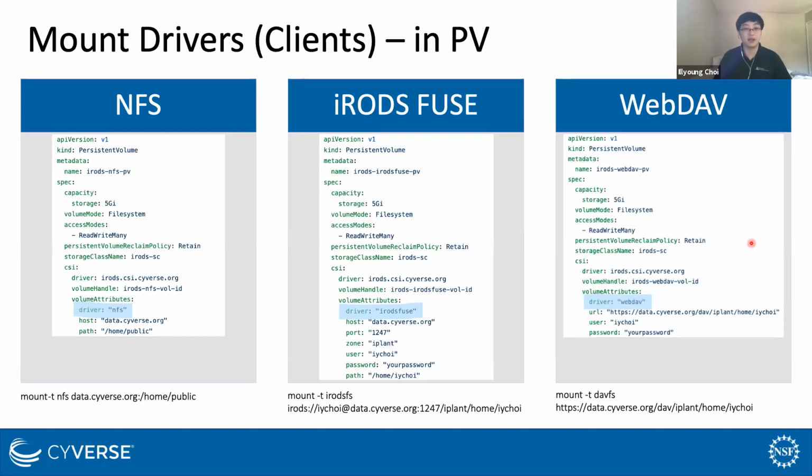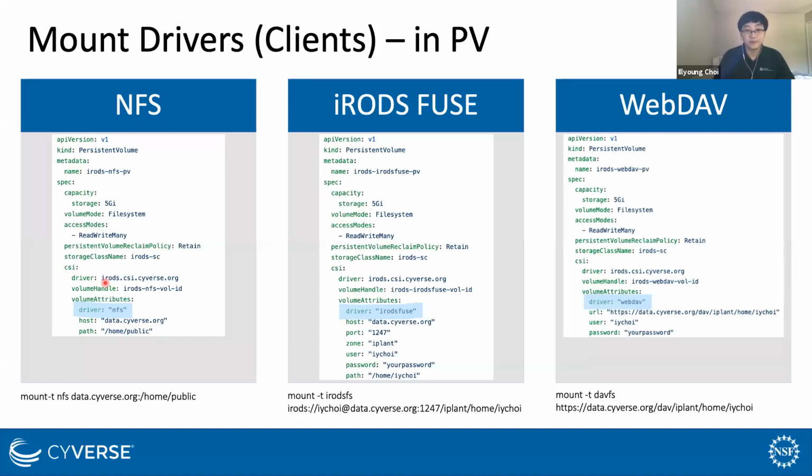Persistent volume object specifies the capacity of the volume here and the access modes. Currently, this one has read, write, many type. You can set read only, something like that. And how to mount the volume. That's this part.